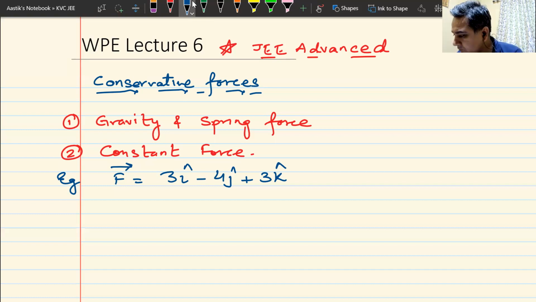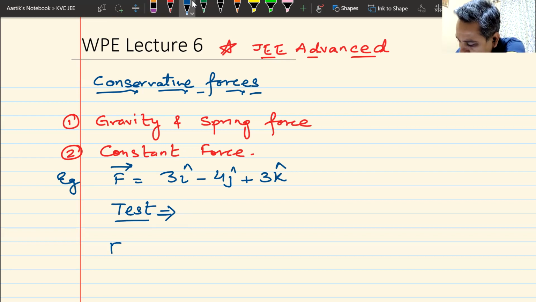But what about any other force that you get? How will you find out whether it is conservative or not? And why do you want to find out? Two questions are there: why you want to find out, and how you can find it out. Now why, we'll answer later on. Let us first see how we find out whether a force is conservative or not. What is the test for a conservative force?